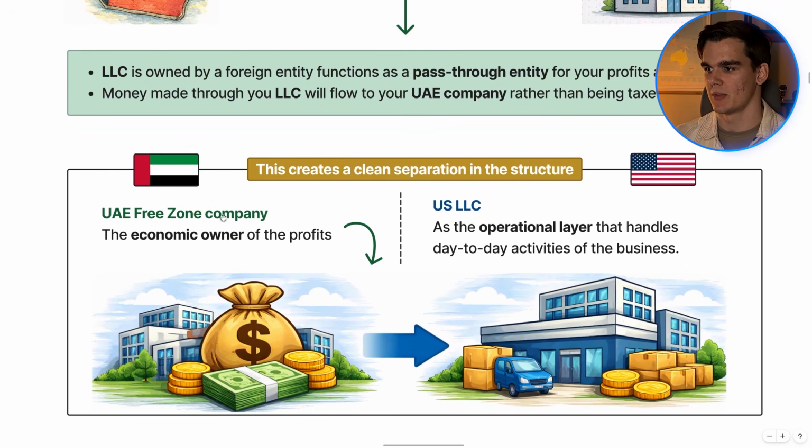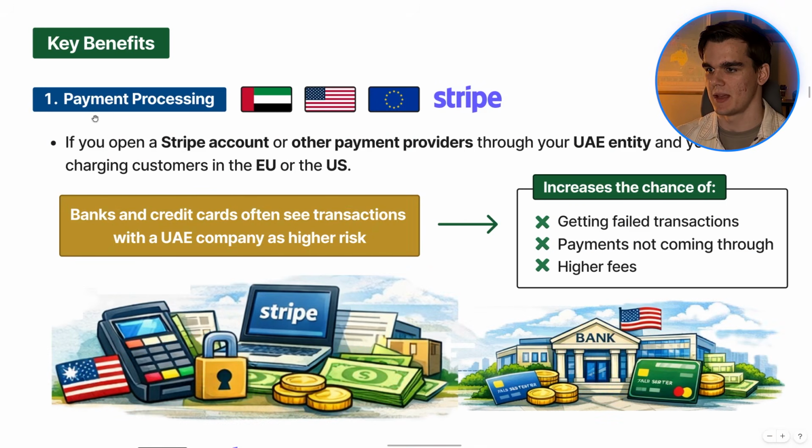The Free Zone company is the economic owner of all the profits, while the US LLC is used as the operational layer that handles day-to-day activities of the business. And there are two main reasons you want to set this up. First, and this is the big one, payment processing.